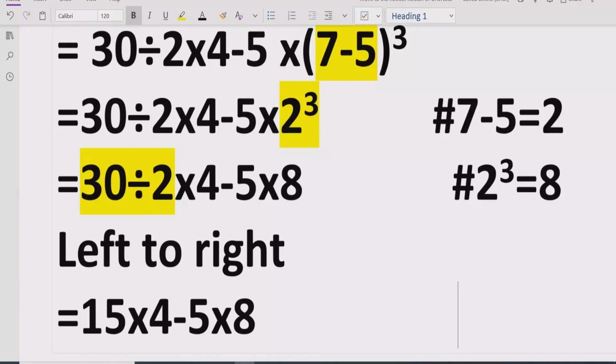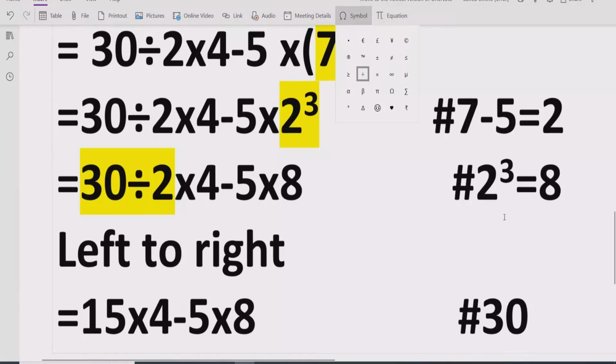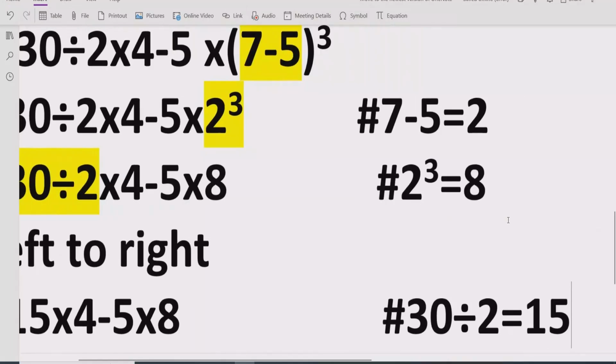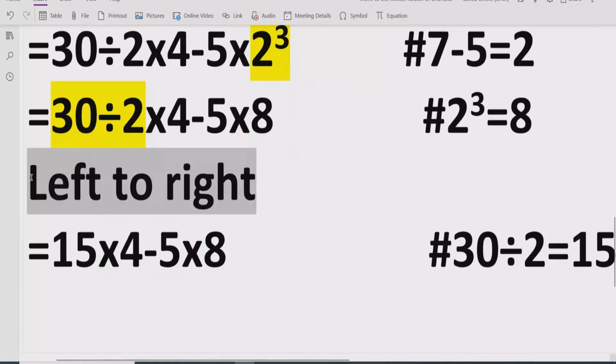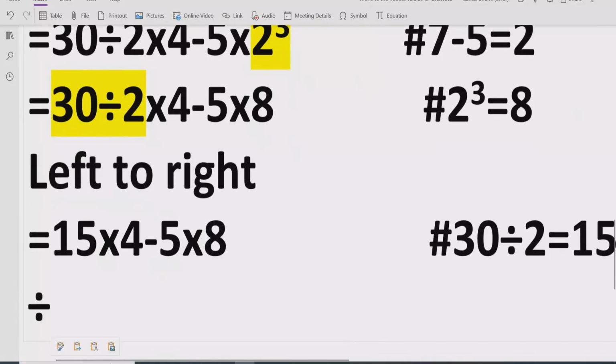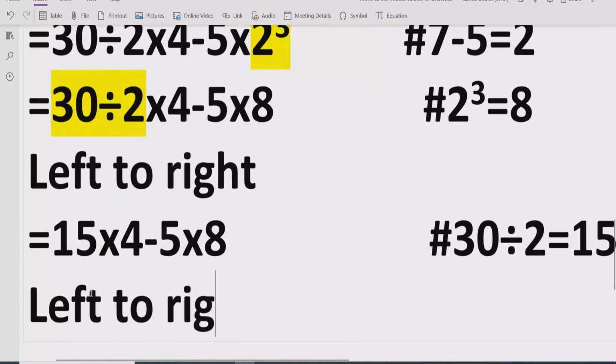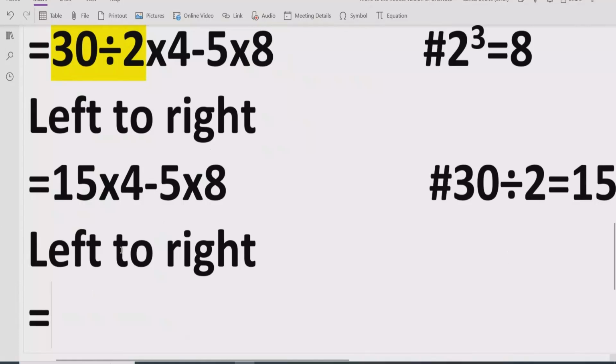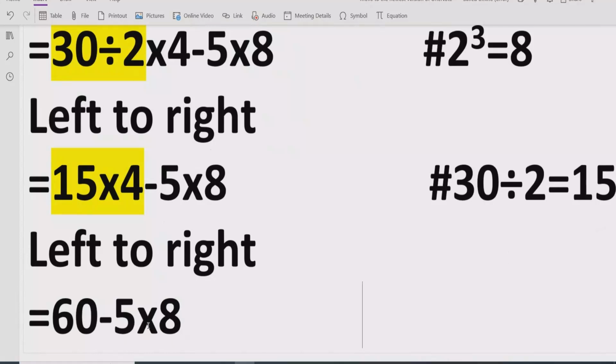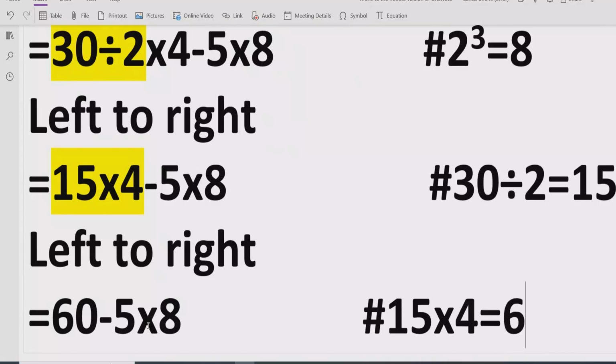Now we write 30 divided by 2 equals 15. Now move forward. Again, we go left to right and find out which is coming. So now we have 15 multiplied by 4, which gives the answer 60. And minus 5 multiplied by 8, we will write here as it is. Here we give the reference: 15 multiplied by 4 equals 60.